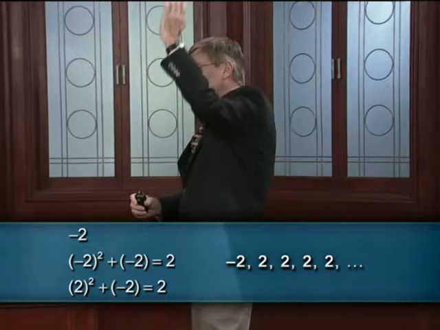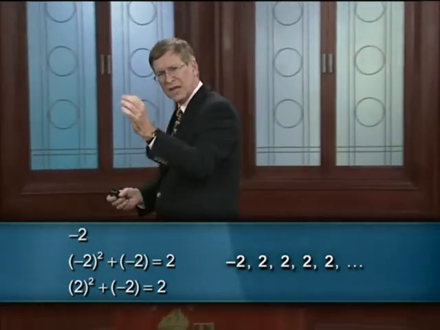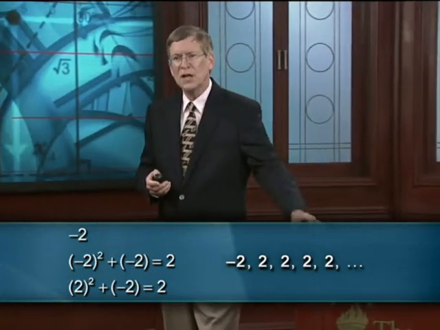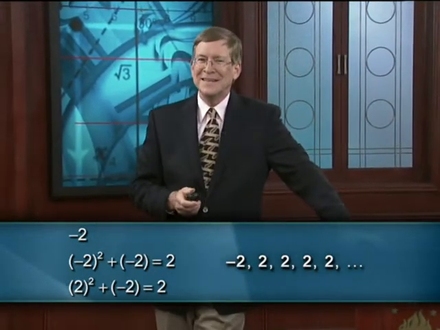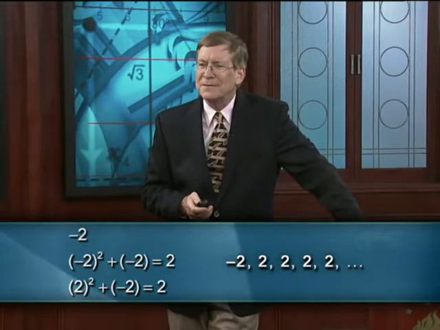It's not going off really big or anything. It's staying very close to the origin. So minus 2 is in the Mandelbrot set. Okay, good going. Let's see if we can do another one.